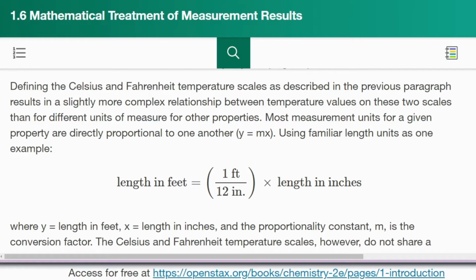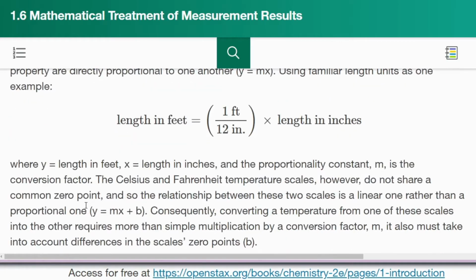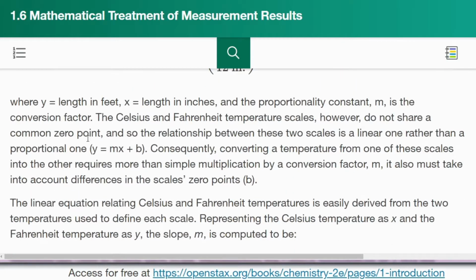Most measurement units for a given property are directly proportional to one another, that is, y equals mx. Using the familiar length units as one example, length in feet is 1 foot divided by 12 inches times the length in inches, where y equals length in feet, x the length in inches, and the proportionality constant m is the conversion factor.